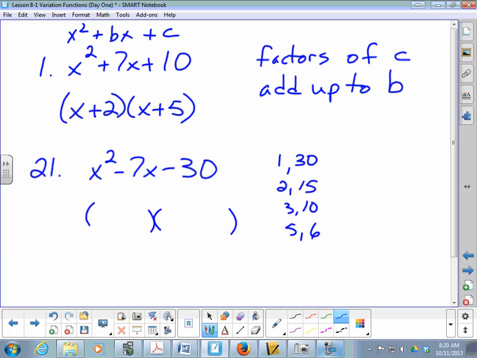When I subtract these, which one gives me 7? 3 and 10, right? So since the 7 is negative, then the 10 is going to be negative. All right, good with that?